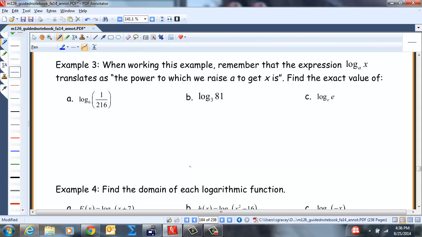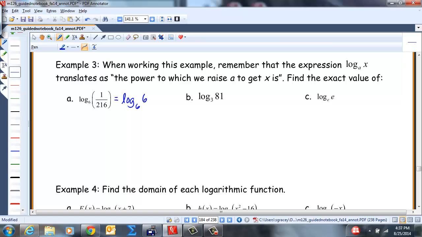Now, one thing to get in your mind is, instead of just tripping out about this log business, to just understand what it means. So what a logarithm literally means is, for part A, the power to which we raise 6 to get 1 over 216. So one way a person could do this is, couldn't you write this as log base 6? And what is 1 over 216?